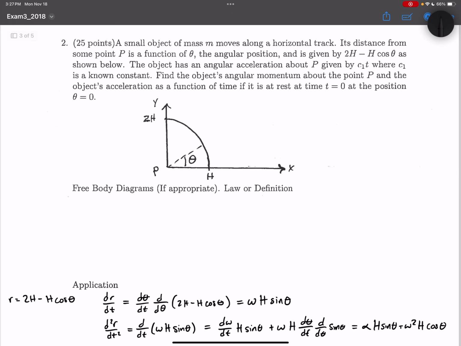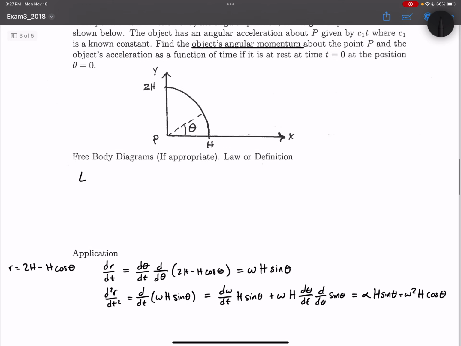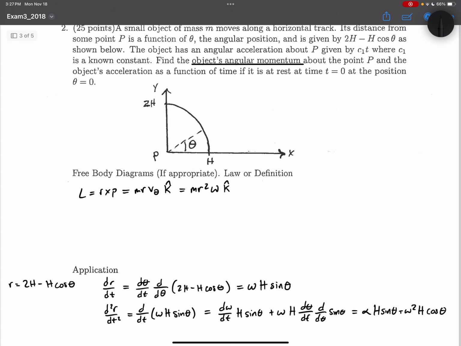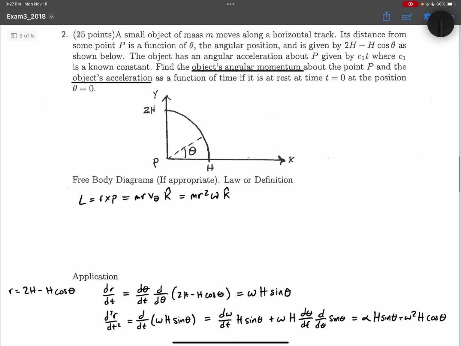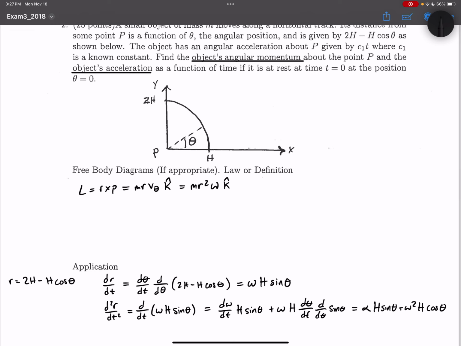So we want to find the object's angular momentum. Write that here, r cross p, which also equals m r v theta in the k direction, which also equals m r squared omega in the k direction. So that's the angular momentum about the point P, and the object's acceleration as a function of time, if it is at rest at time equals 0, at position theta equals 0.